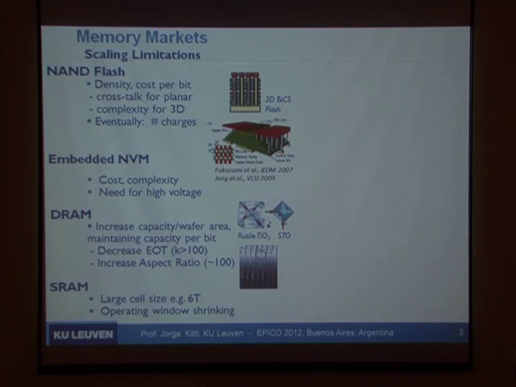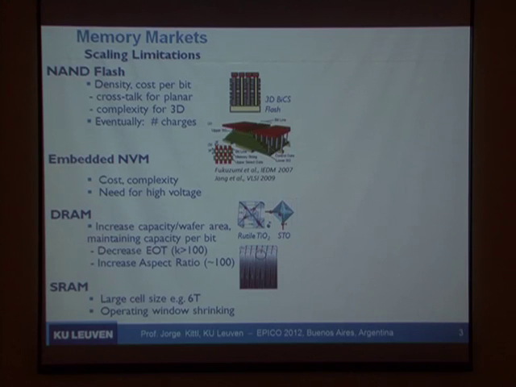memories can have different applications. The most interesting for industry is those that can replace these really mass market commercial memories that produce a lot of money for the companies that produce them, like NAND flash, DRAM, SRAMs in any logic circuit, and all of them are facing scaling limitations.